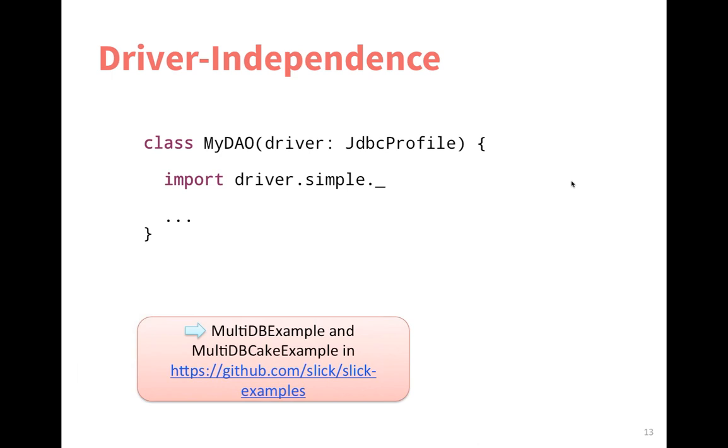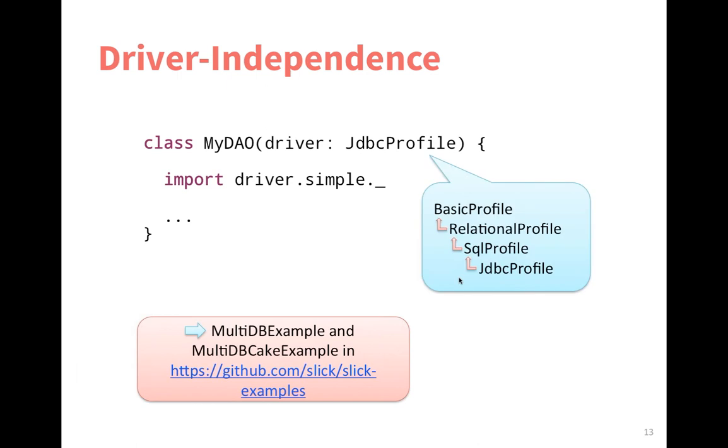If you're working in Play, writing a web application, it's done a bit differently. There you have a top-level DB object, and Play takes care of injecting the proper driver. But it's still the same model. You can also check out the Slick Examples project on GitHub, where we show you the multi-DB example and multi-DB cake example, which show some more context about how you might use that in an actual application.